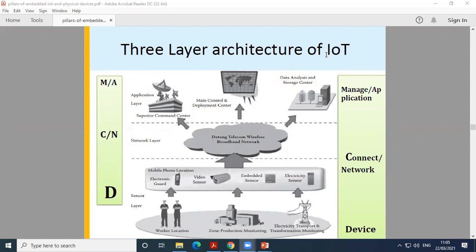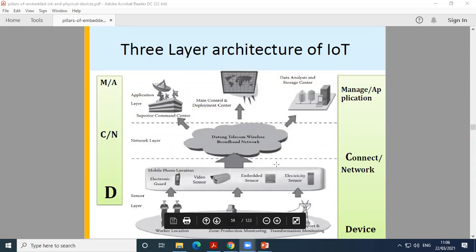For the field workers, for managing the workers' location, we have an electronic guard or location tracking, video sensors, or human monitoring sensors. For the industrial plants, we have embedded sensors, temperature or pressure sensors. And for electricity transport and its monitoring, we have electricity sensors. This is at the sensor layer. So this is the three-layer architecture of IoT.